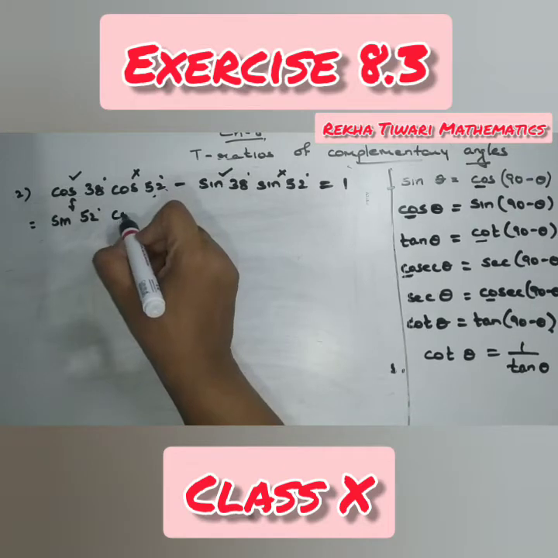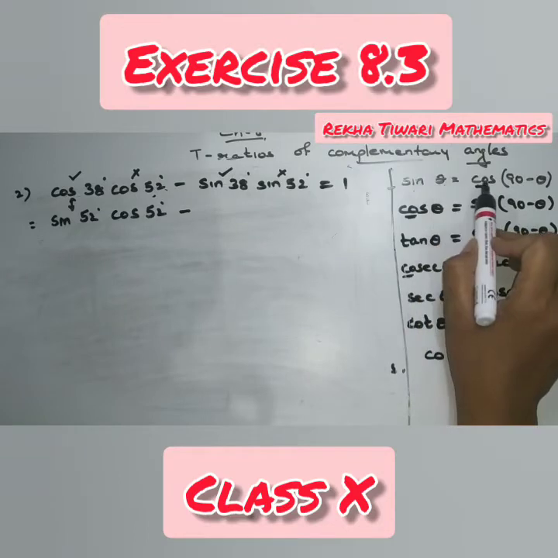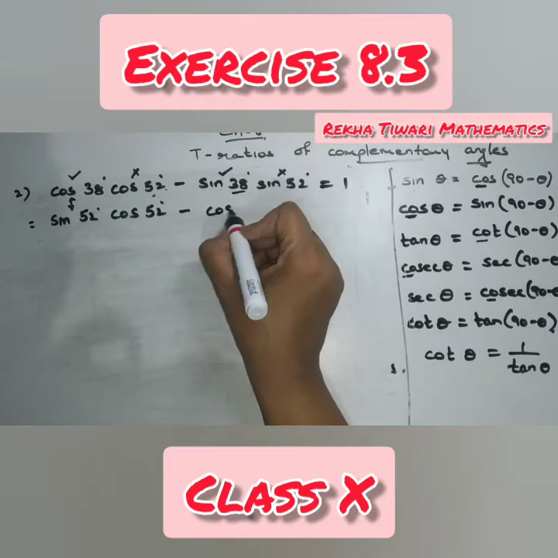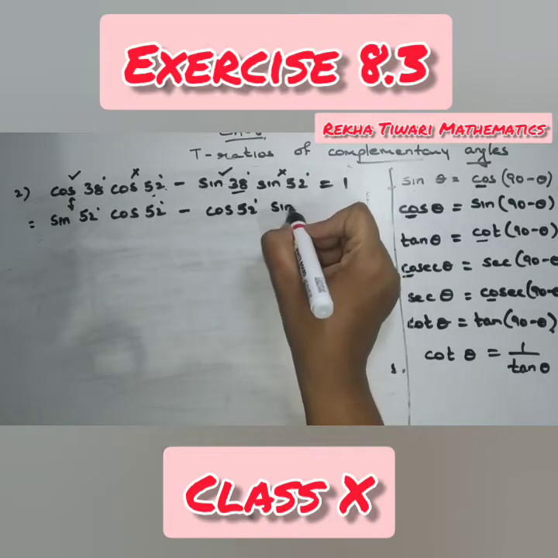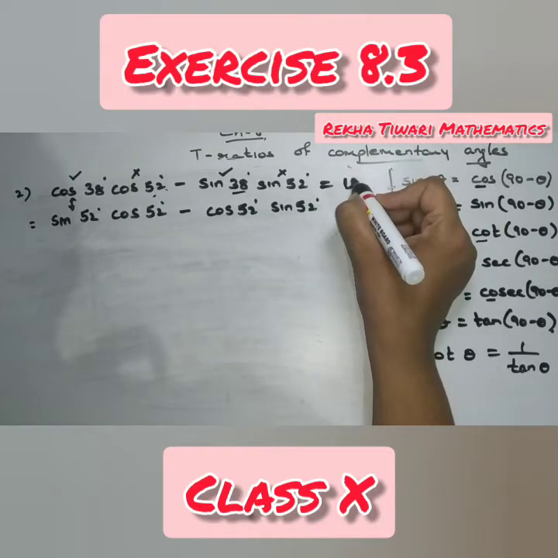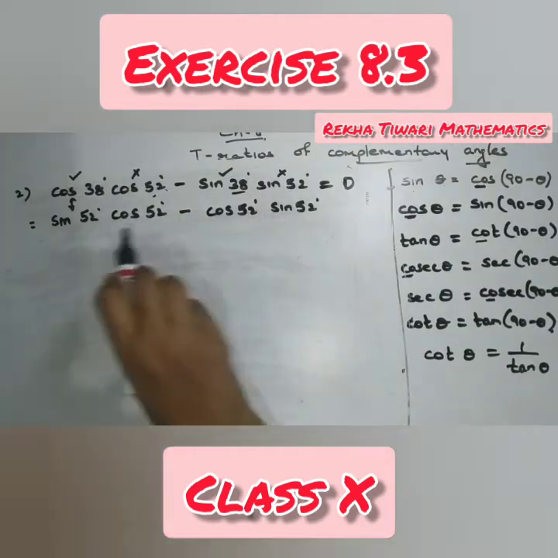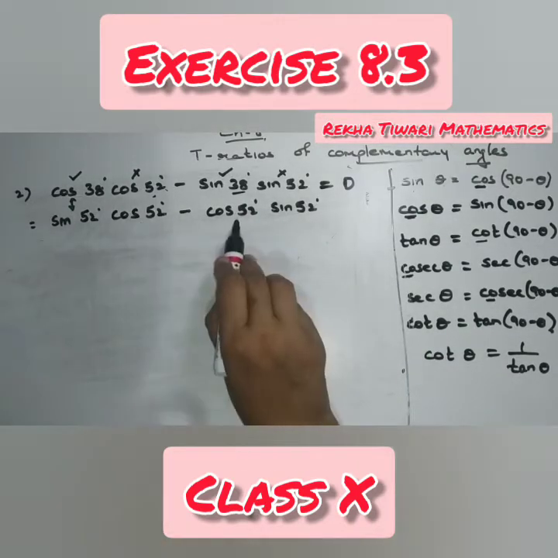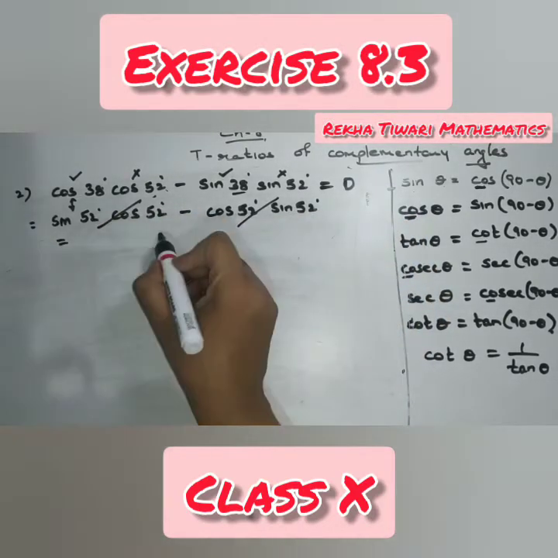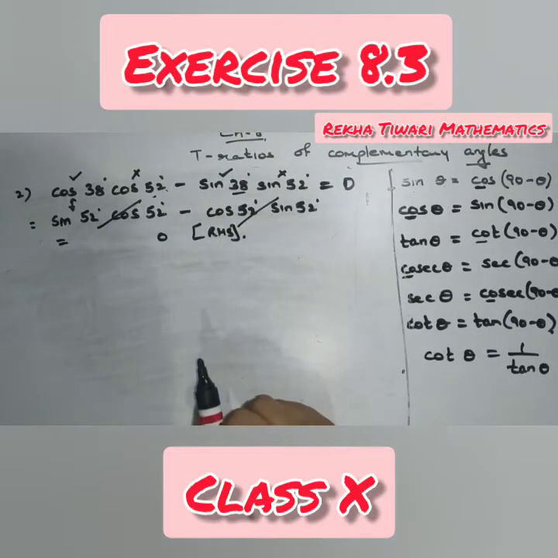And let us write sin 52 as it is. Similarly, sin 38. Sin theta is cos 90 minus theta. So 90 minus 38 comes out to be 52. So this is cos 52 degree and sin 52 degree. You have to prove this as 0, not as 1. So look here, these two are same. This is sin 52 into cos 52. This is cos 52 into sin 52. So if you cancel these two, you will get 0, which is your right hand side. Very simple proof.